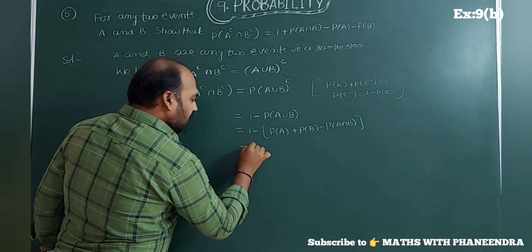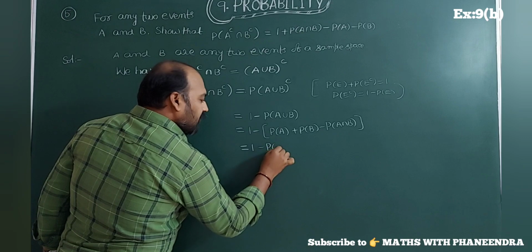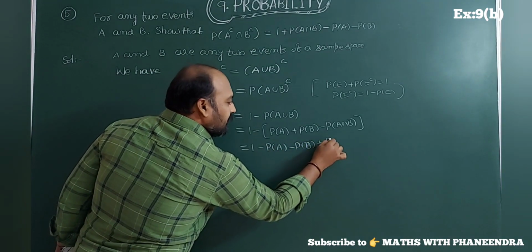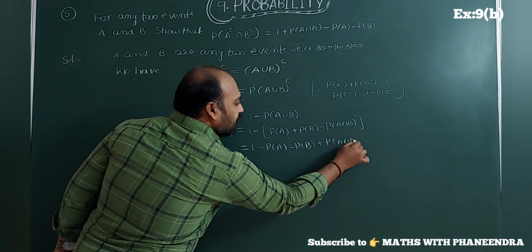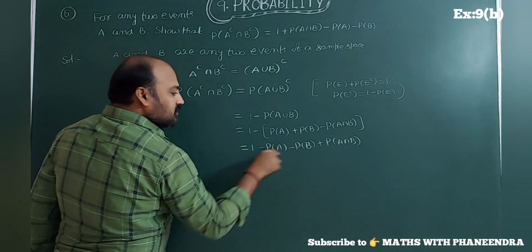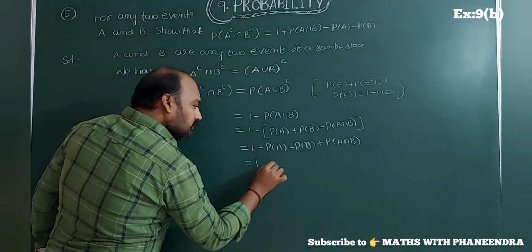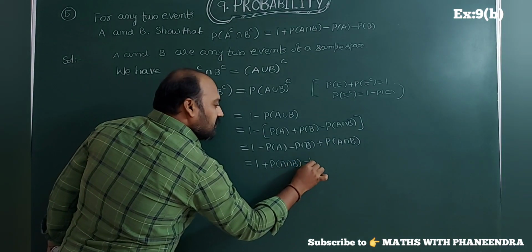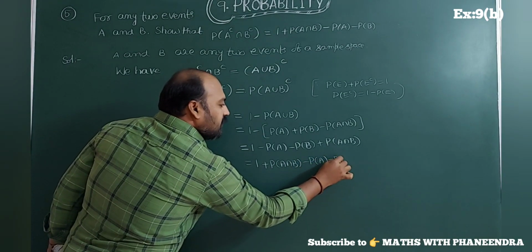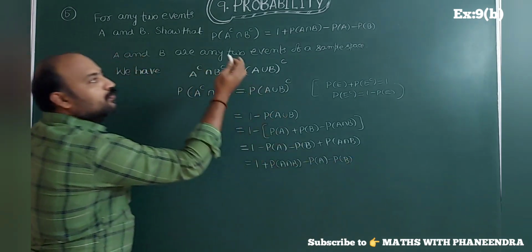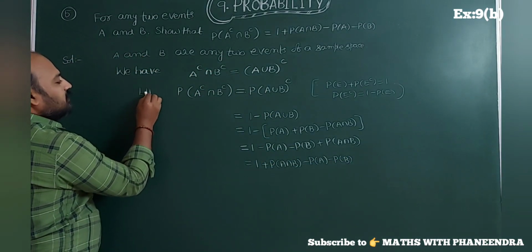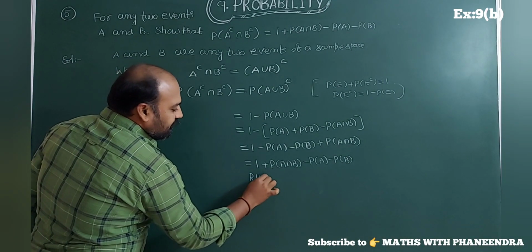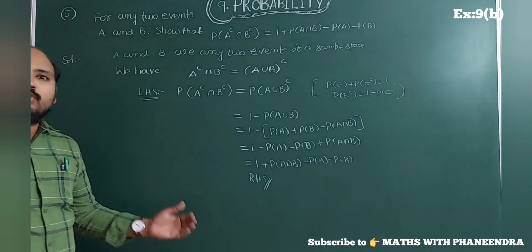So actual multiplication: 1 minus P of A minus P of B, minus into minus plus P of A intersection B. So therefore write first the positive values: 1 plus P of A intersection B minus P of A minus P of B. That's what they are asking to prove. So this is our required LHS and this is RHS. Hence proved. We will move to the next question.